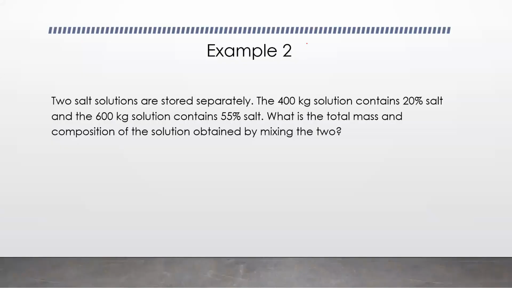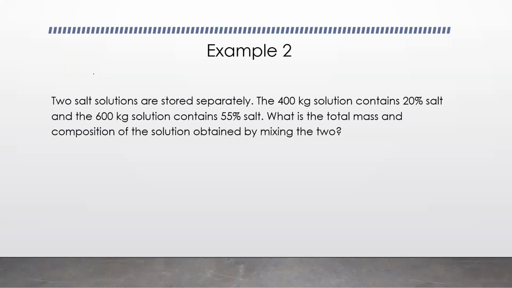So hope you have made the block diagram yourself. Let's see how the block diagram is going to look. Two salt solutions are stored separately. The 400 kg solution contains 20% and 600 kg solution contains 55% salt. We want the total mass and composition by mixing the two. So our unit is basically the mixer. You don't need to write the name of the unit, just call it unit, since you have not yet understood what the different unit operations are.